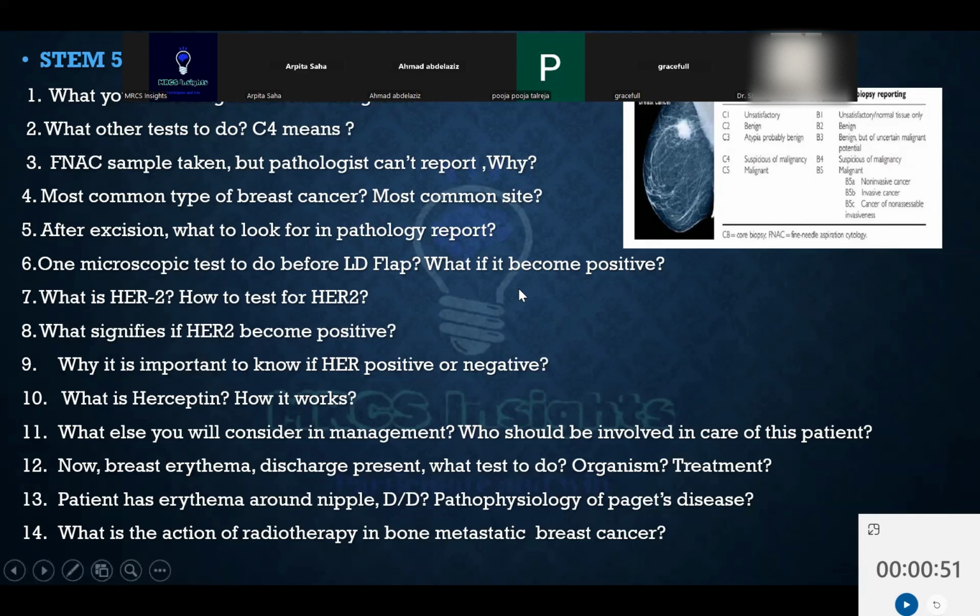And what if it becomes positive? Dr. Ahmad, can you tell me if the patient is MRSA positive, then what will be the treatment options?